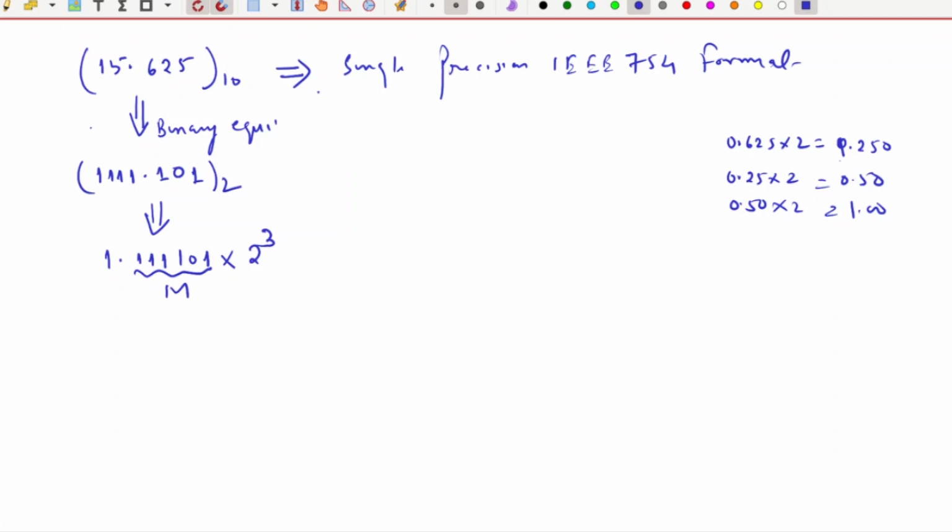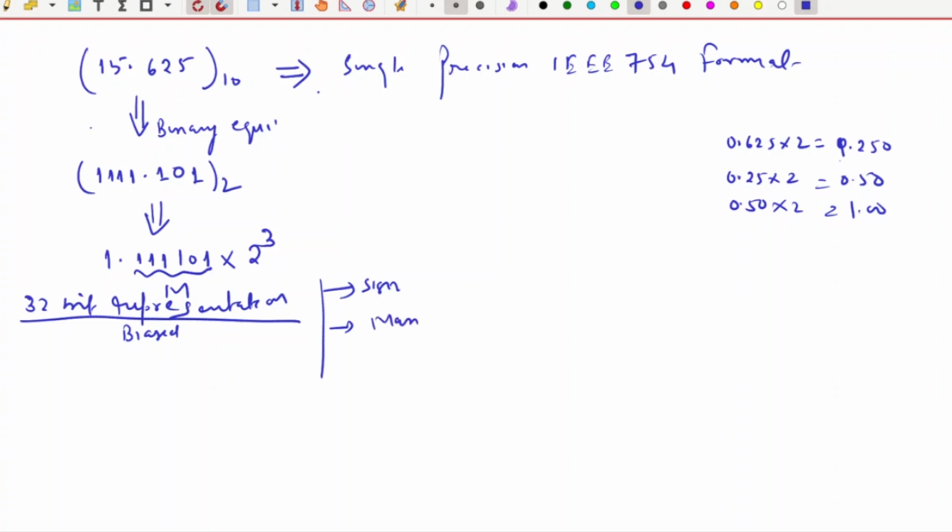So how do we represent this 3? That means, what is the biased exponent? Here in 32-bit representation, generally every floating point number includes a sign bit, the sign of the number. The second one is the mantissa, and the third is the exponent, which is also known as the signed exponent. Because we want to convert a negative exponent into a positive exponent, we use a biased representation of the number.